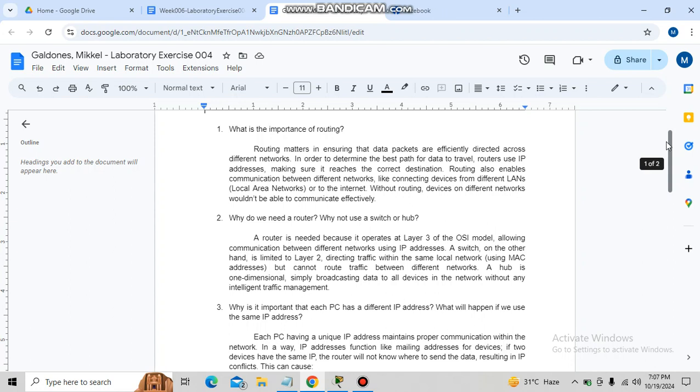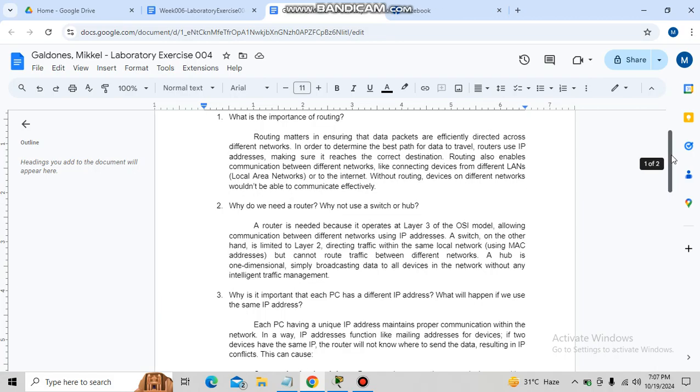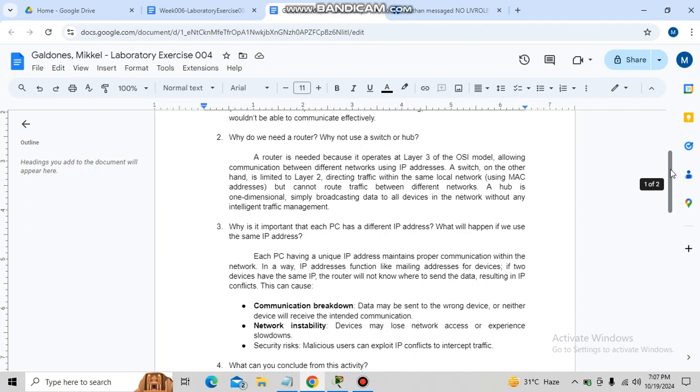So that leads us to number three. Speaking of IP addresses, the use of IP addresses in routers, why do they do it anyway? So what will happen if we use the same IP address? The answer can be found when we compare IP addresses to email addresses. So obviously, we wouldn't be able to differentiate other users if they had the same email address. So that is the same with the IP address. It maintains proper communication with the network.